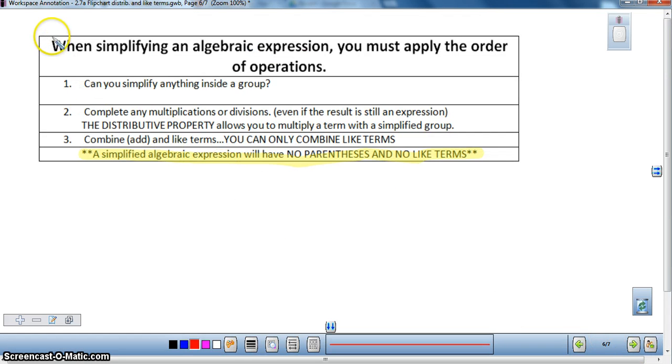So in your notes, in your packet, simplifying an algebraic expression. Can you simplify inside the group? We want to do that first. That's our order of operations. Complete any multiplication and division, even if the result is still an expression. Distributive property allows us to multiply the terms to simplify, get rid of parentheses. Combine and add like terms, and you can only add what's considered our like ones, which we did yesterday. And a simplified algebraic expression has no parentheses and all the like terms have been combined.